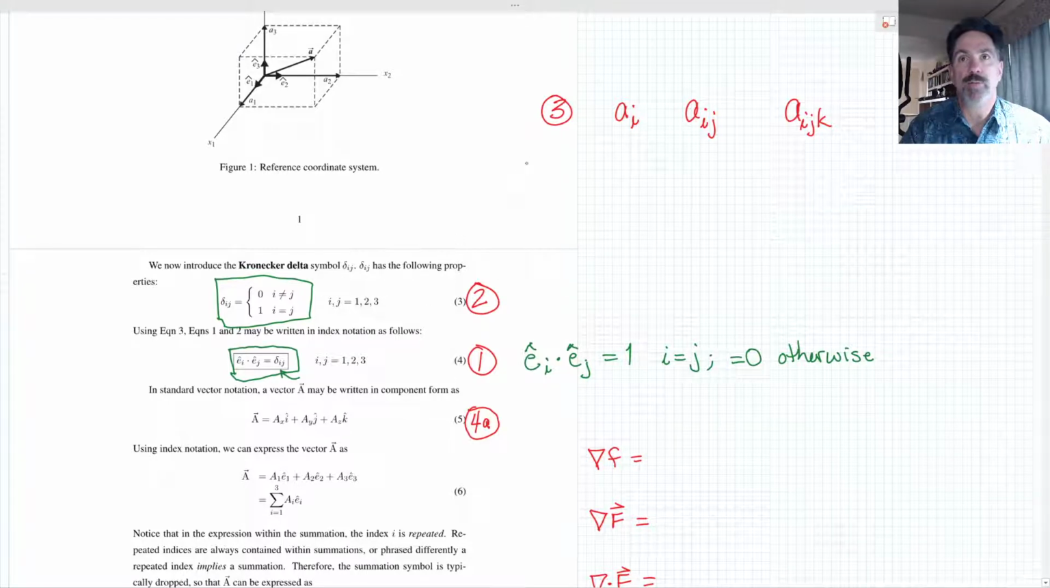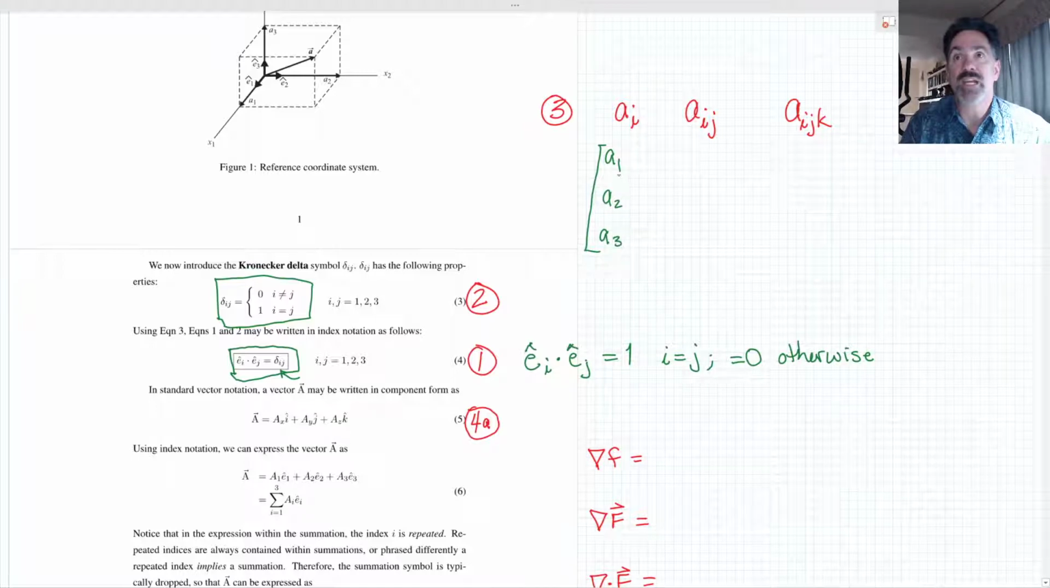This is going to take me to my third point, which is making sure we understand what these things actually represent. So in the case of a sub i, what that means is I'm going to let i sequence 1, 2, 3, and that is going to give me a vector. This is equal to a1, a2, a3. I have three distinct components, and that's what that notation tells me, that I have those distinct components that are just components of a vector.